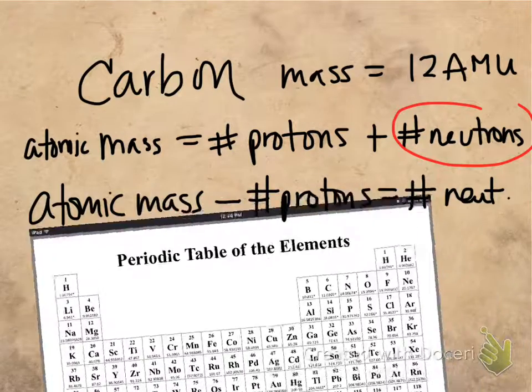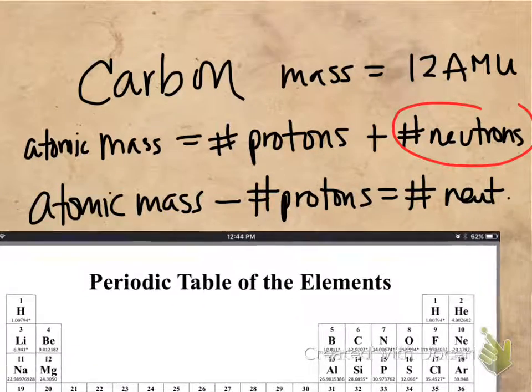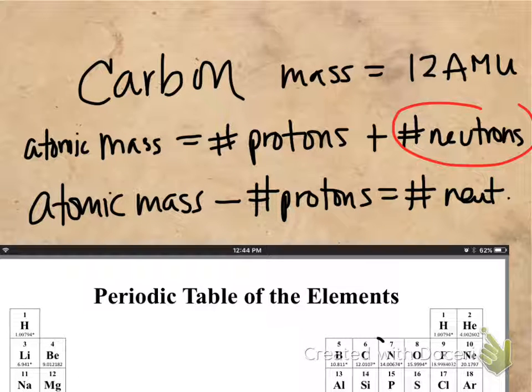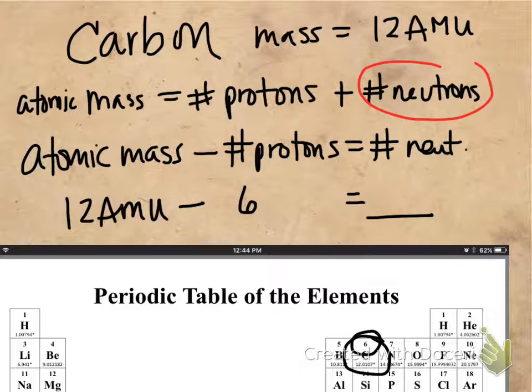How do we find the number of protons in an element? That's right, the atomic number. So we were told that the atomic mass is 12 AMUs. We're told that there are 6 protons in an atom of carbon. So how many neutrons are there? 6.